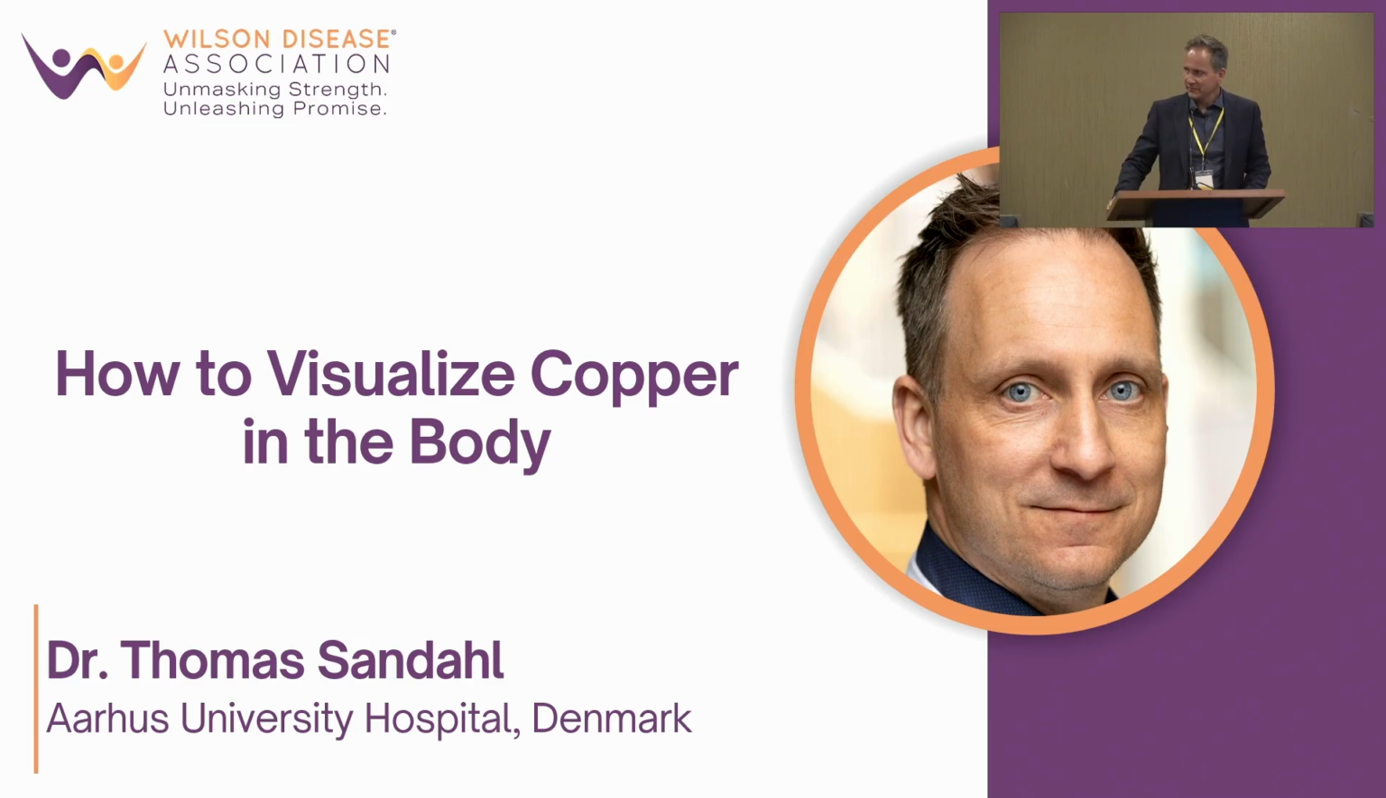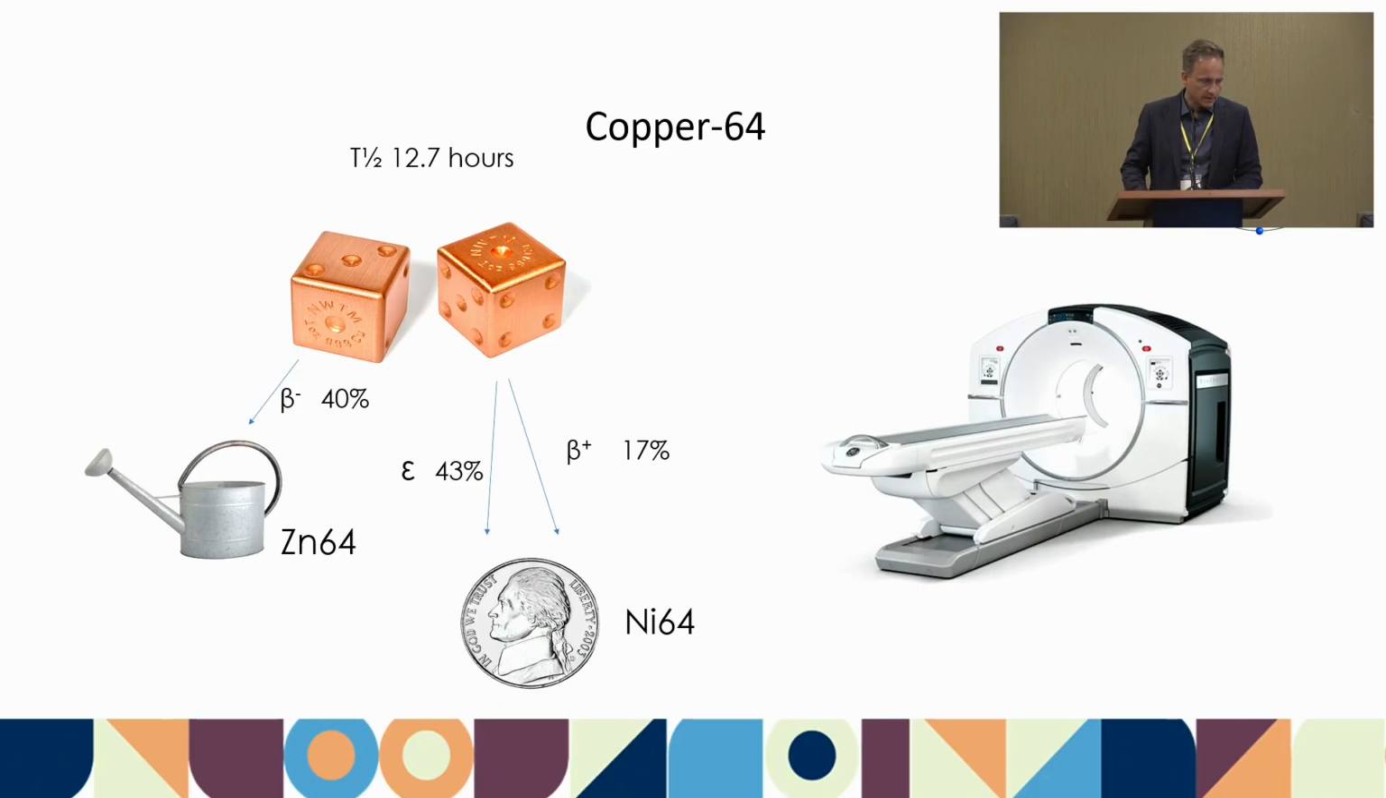So we're shifting gears a little bit, trying to talk about how to visualize copper in the body. For the last 5 years, we have been working a lot with copper-64, which is radioactive copper. As you can see, it will decay to zinc or nickel. That's fortunate for us because then we can pick up a positron that comes out of that decay and visualize where it's going. We use a PET scanner for that, the one on the right in your picture, and I will show you some pictures of what this actually looks like.